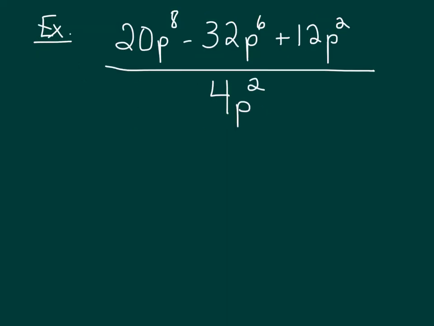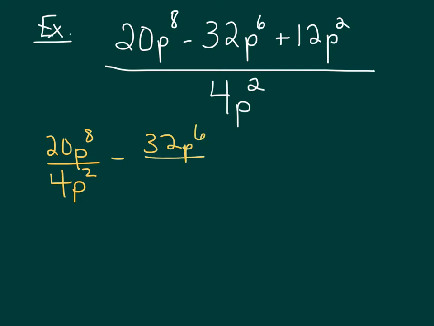Okay, so this example, it's set up a little differently, but you're going to do the exact same thing. So I'm going to rewrite it. 20p to the 8th over 4p squared, minus 32p to the 6th over 4p squared, plus 12p squared over 4p squared. Okay, so we're doing the same exponent rule again and again.